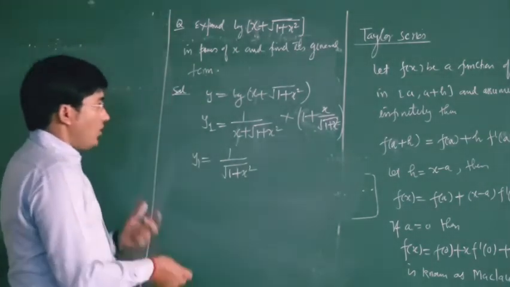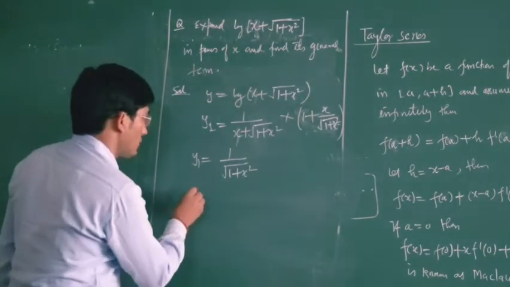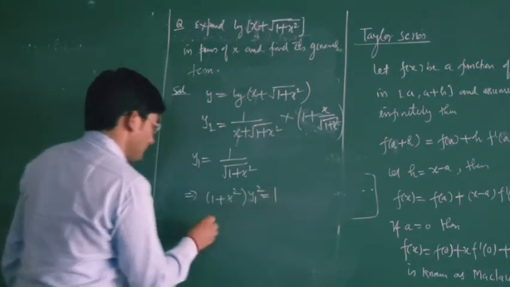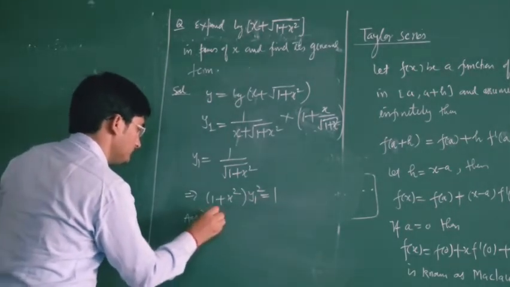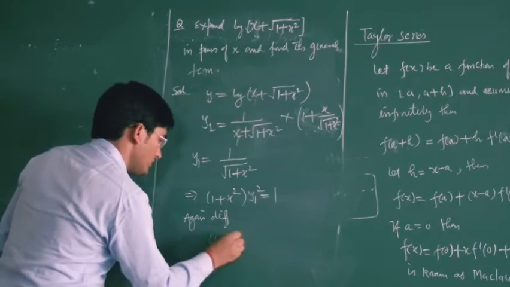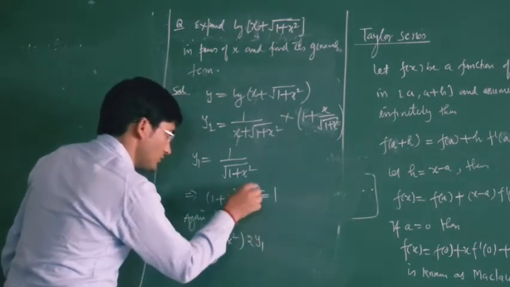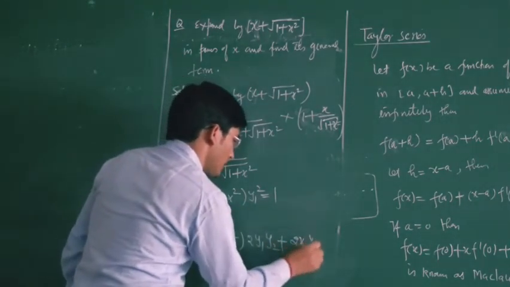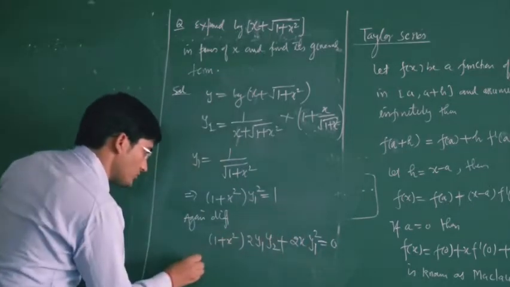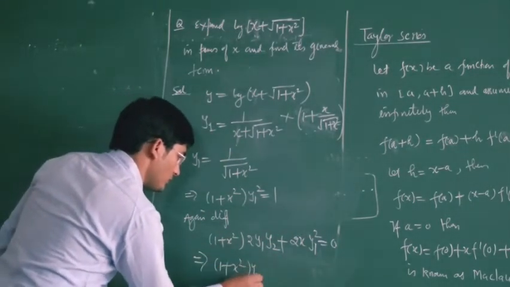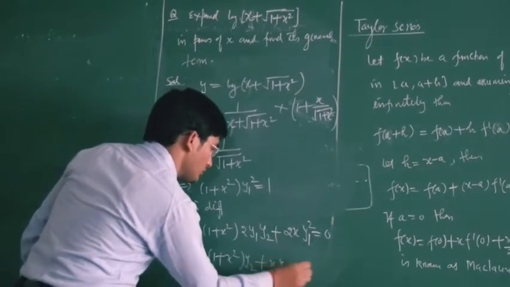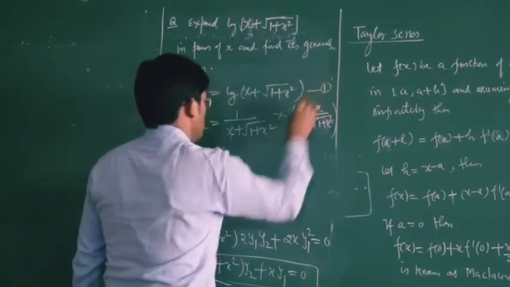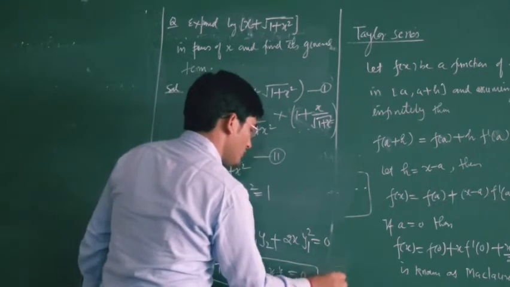Okay. Now on cross multiplication, we will get 1 plus x square into y1 square equal to 1. So again differentiating, the differentiation of y1 square will be 2y1 into y2 plus 2x into y1 square equal to 0. Let us divide the whole equation by 2y1. So we have 1 plus x square y2 plus xy1 equal to 0. So we have this equation. Let us assume this one as 1, this one as 2. Say this is equation number 3.